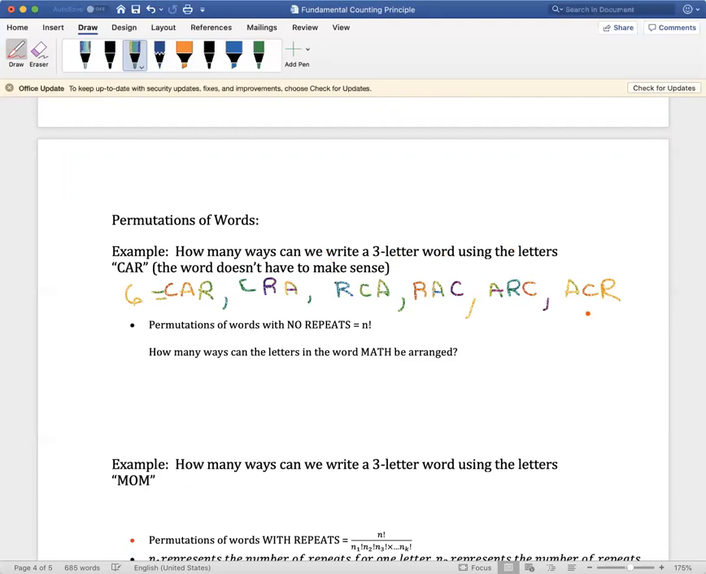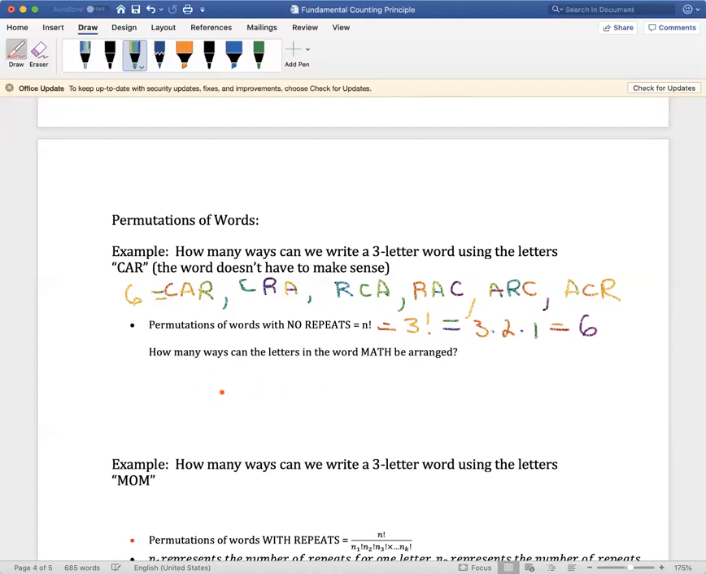1, 2, 3, 4, 5, 6. And it turns out that if we're trying to figure out how many permutations of words that we have with no repeats, we can just use the formula n factorial, where n is the number of letters in the word. So there's no repeats, right? CAR doesn't have any letters repeated. So that means we could have just done this, 3 factorial, which is 3 times 2 times 1, which gives us 6. And here are the 6 possible ways that we can do it.